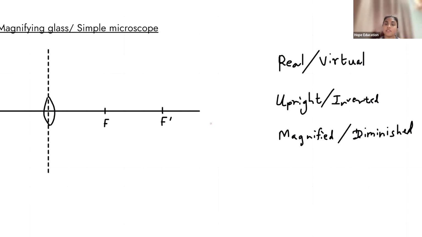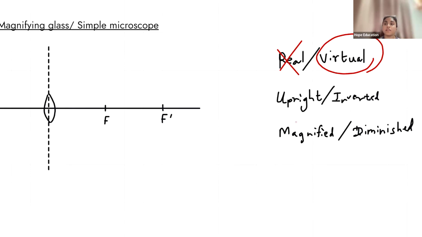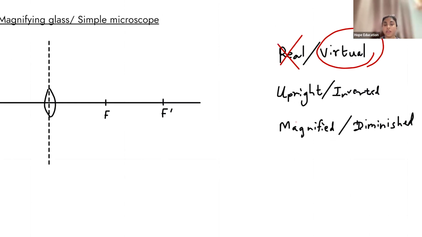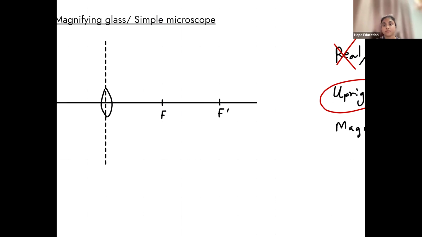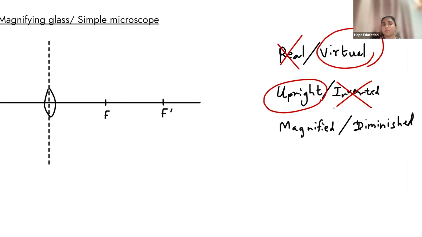Then, as you know, in a magnifying glass, do we get an upright image or an inverted image? Upright or inverted? We get an upright image. Yes, good. It's upright, not inverted, because the image in the glass is not upside down. So we get an upright image.